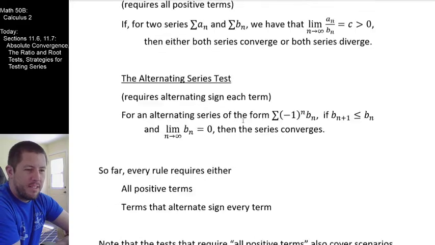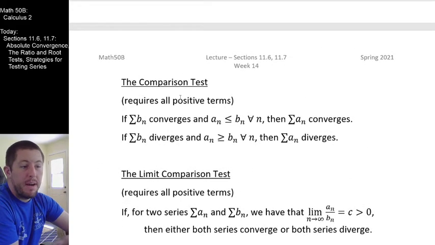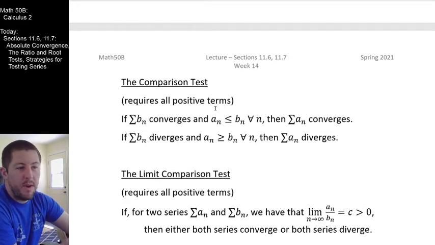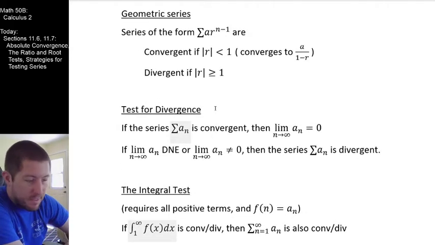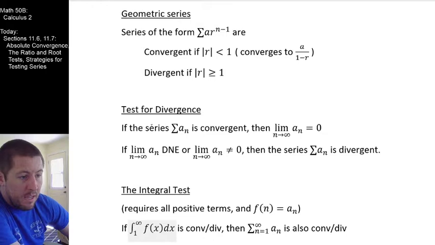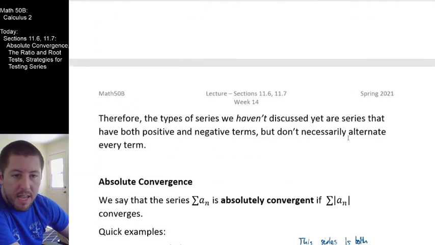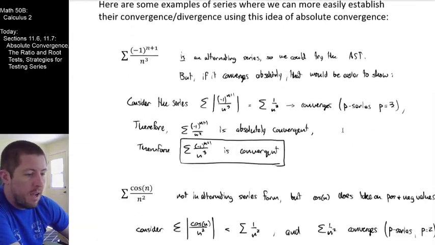For the comparison test, alternating series test. Oh wait, the comparison test. Sorry, it requires all positive terms anyway, so we couldn't have done that. But this test for divergence seems like a plausible thing for us. If the series is convergent, then the limit of the terms should go to 0. If the limit of the individual terms doesn't exist or is not equal to 0, then it diverges. So let's come down and take a look at this guy down here.